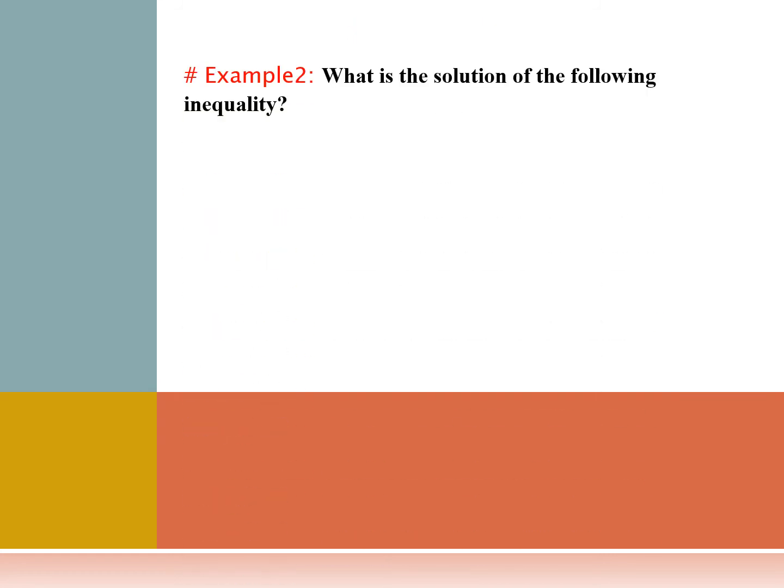Example: what is the solution of the following inequality? When we have absolute value of 2x minus 4 is greater than 2, now remember that we have two inequalities, and they represent the outside area. So we have 2x minus 4 less than -2 or 2x minus 4 is greater than 2. Now we have two inequalities. Now we should find the solution of each one.